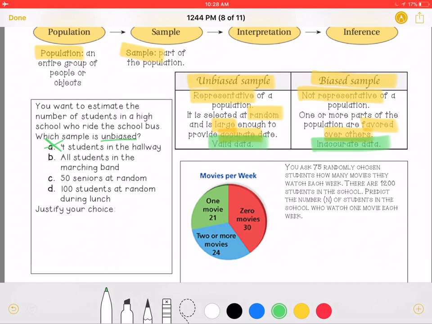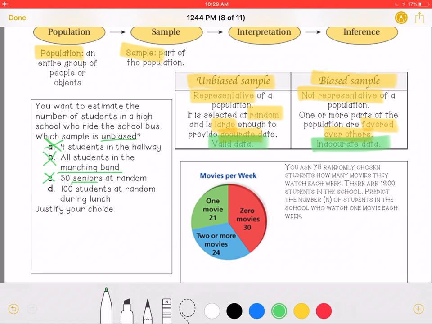All the students in the marching band. If they survey the marching band and ask who rides the school bus, will that give us valid results? It might be a decent sized group, but be careful. They're zeroing in on one group of people, the marching band. So they're being biased. So we would say that's not a valid group. 50 seniors at random. 50 is a good amount, but they're only asking seniors. Do seniors typically ride the school bus? No, so they would probably say no, but that won't give us a good representation of the whole school.